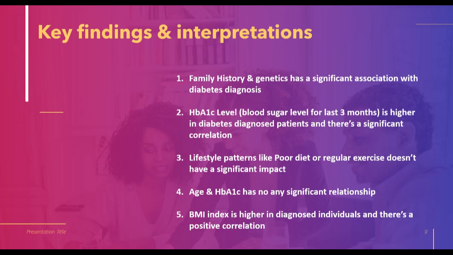I'll now go over the main findings from our analysis on diabetes risk factors. We found that family history and genetics have a strong link to diabetes diagnosis. HbA1c levels, which reflect blood sugar over the past 3 months, are significantly higher in those diagnosed with diabetes. Lifestyle factors like diet and exercise surprisingly didn't show a significant impact.